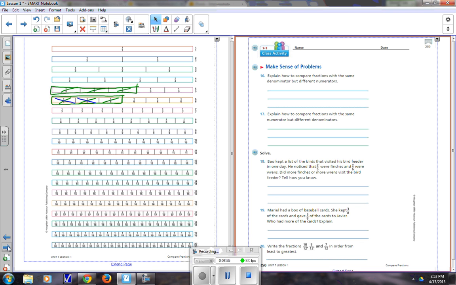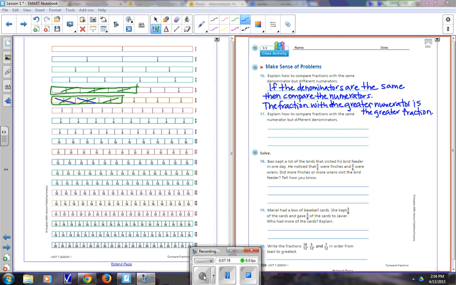So if I have a bunch of 12ths, and I have 6/12ths, and I have 5/12ths, I know that all those pieces are the same size. I just have 6 on the one side and 5 on the other. So a way to fill this out would be if denominators are the same, okay, so if your denominator, and here's my example, 5/12ths and 6/12ths.